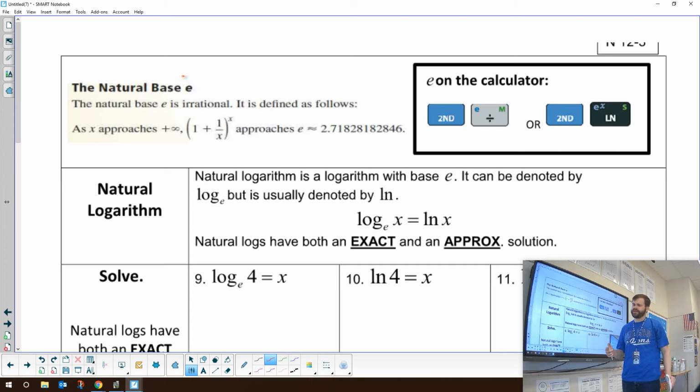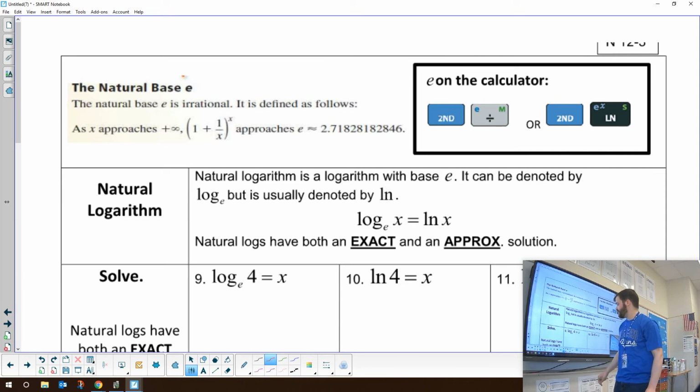Hey, I finally think I got the calculator to work. So I can show you, we can now talk about the natural base e and how that affects natural logs. And so this is part two of our notes for 12.3. All right, so we're going to be looking at the base e.